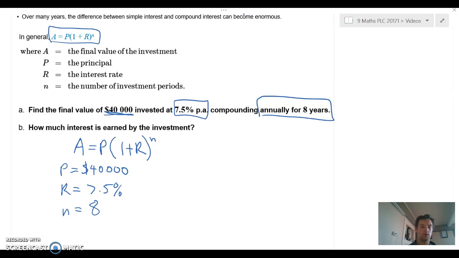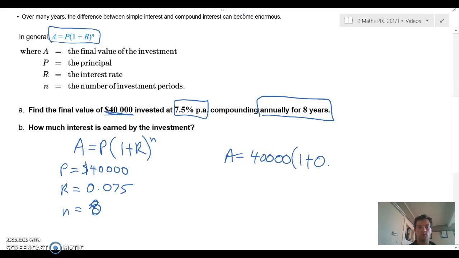So we've got all the information we need to plug into the formula. The only thing we need to be aware of, however, is that the rate isn't written as a percent, it's written as a decimal. So we need to turn the 7.5% into a decimal, and that's 0.075. Okay, so now we've got the values, we can plug them into our formula. We've got A equals the principal, which is 40,000, bracket 1 plus R, where R is 0.075, to the power of 8.